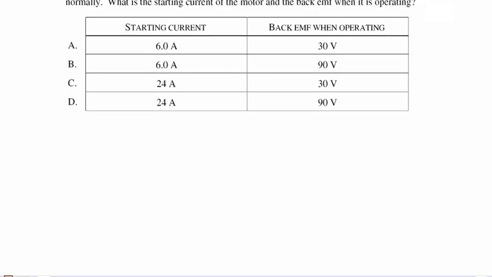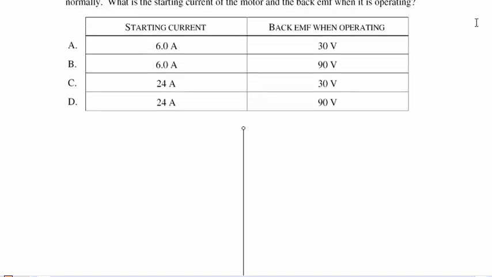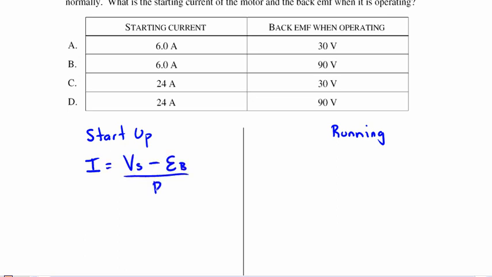Okay, well, can't go wrong with dividing your page up. And I'm going to put information about startup over here, and when we're running full speed over on the right hand side. So again, there's really just one equation. It's an Ohm's law variation. It looks like this. The current is equal to the source voltage minus the back EMF, all divided by the resistance. But at startup, there's no back EMF. It's not behaving like a generator yet.